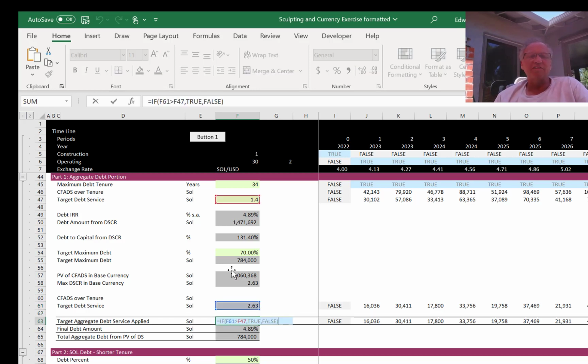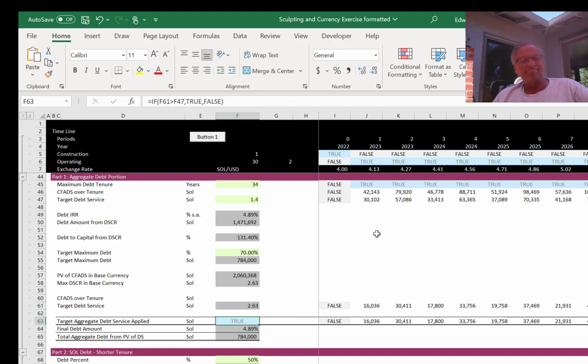And then you make a little test. You say, well, if this is bigger than this, then we're going to use this one. If it's smaller, then we're just going to use our DSCR up here. So this is our big number. This is our aggregate DSCR that we're going to use for sculpting.